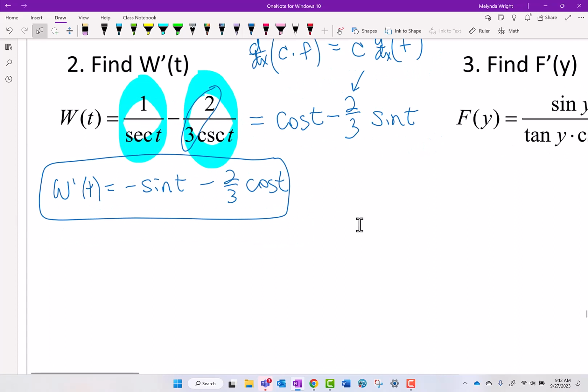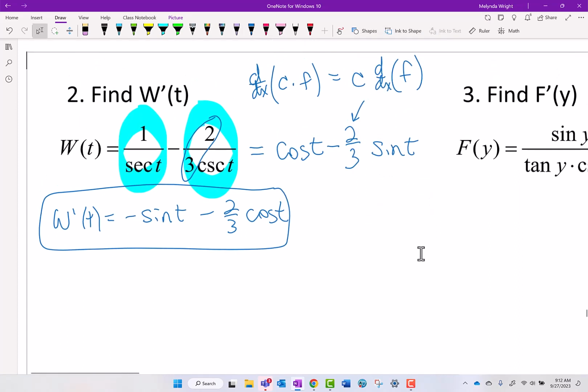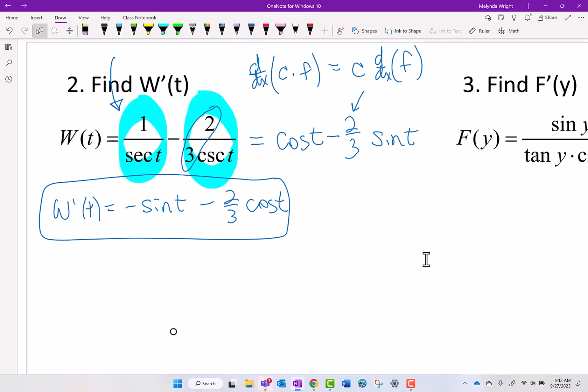Okay. Just so that we are clear as to why that's beneficial for us to rewrite that, I want to show you what would be involved in finding this derivative using quotient rule. Just the first one. I'm not even going to do both of them. I'm just going to do the first one. Okay? So this is what would happen.